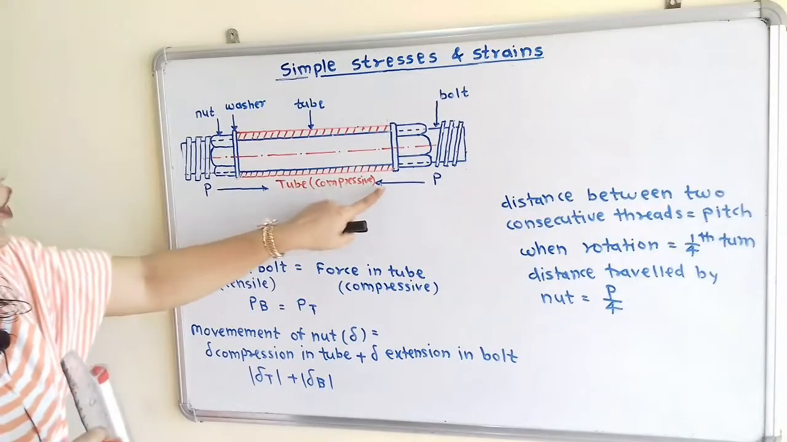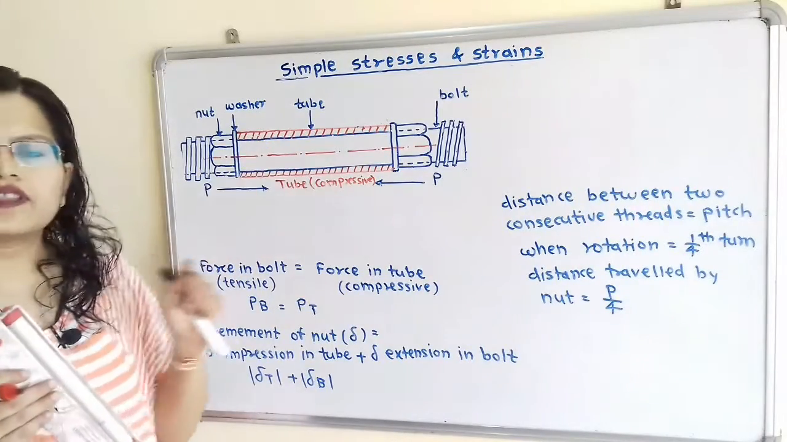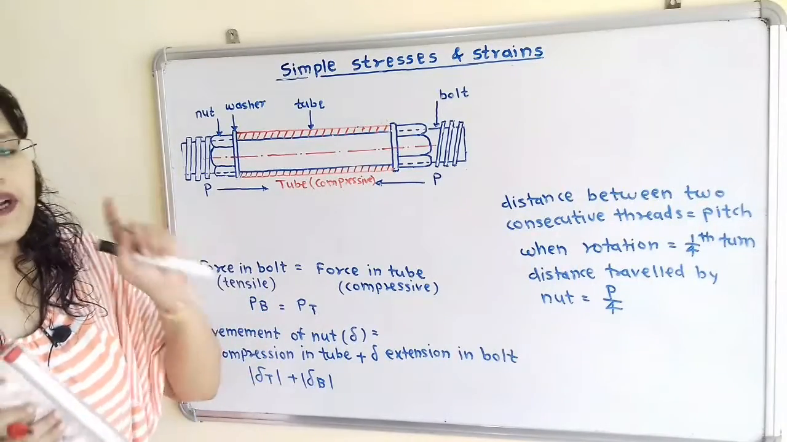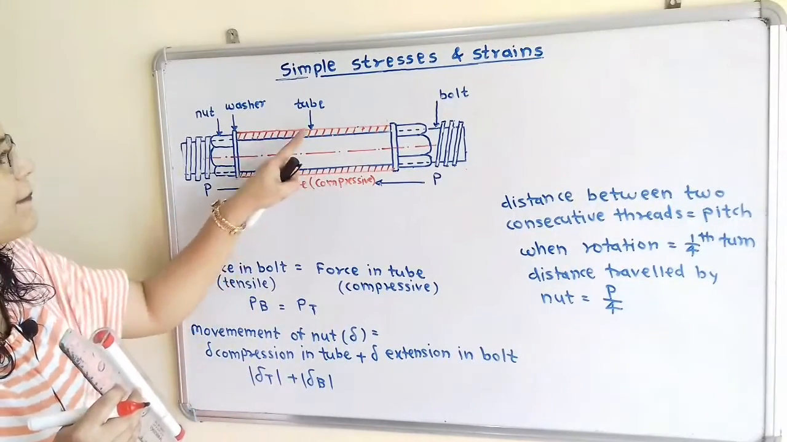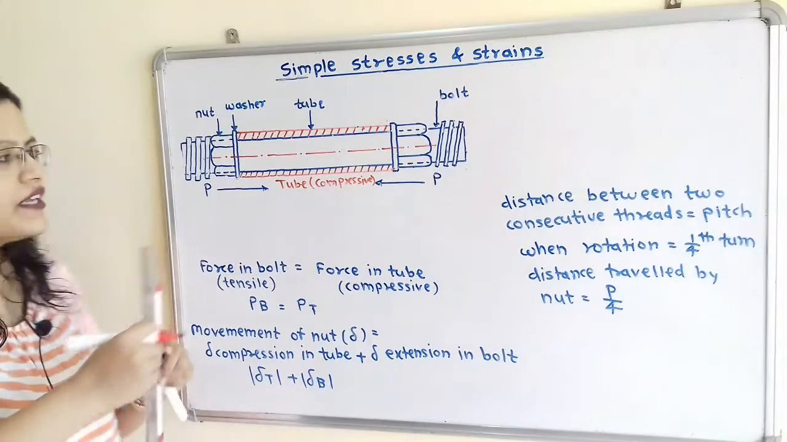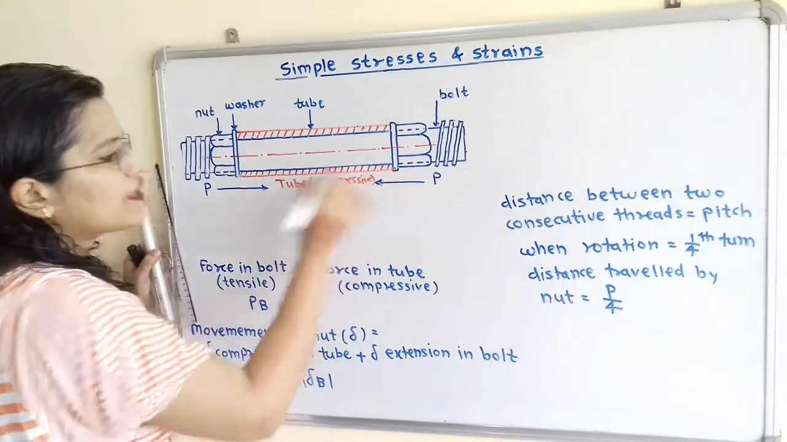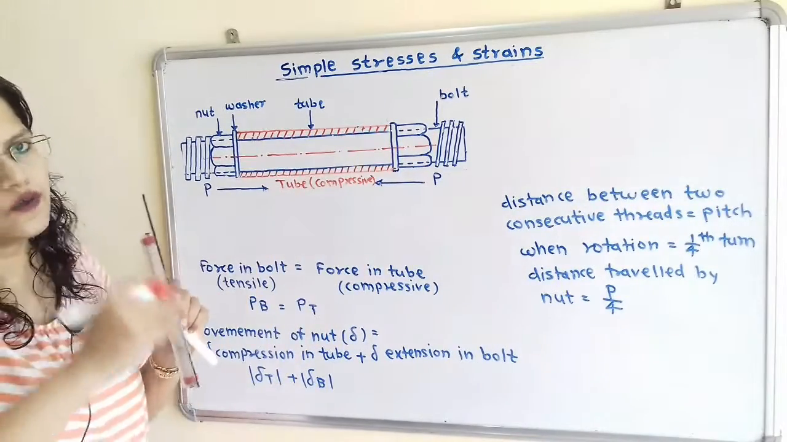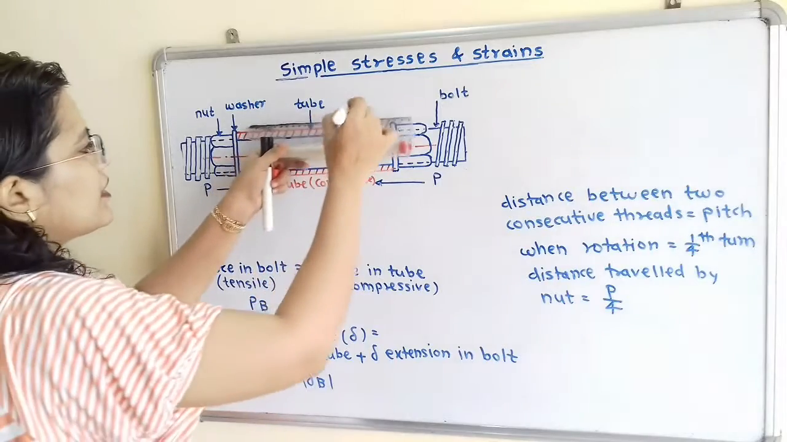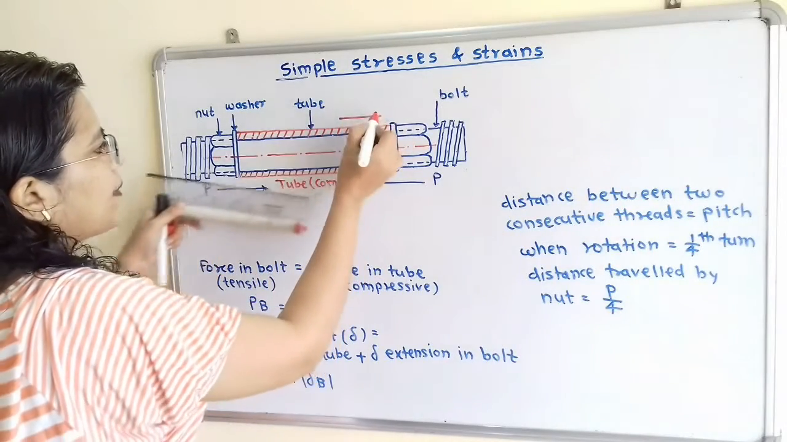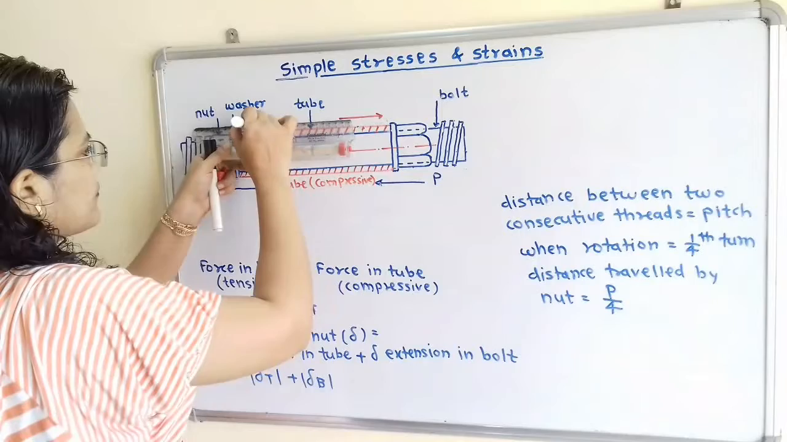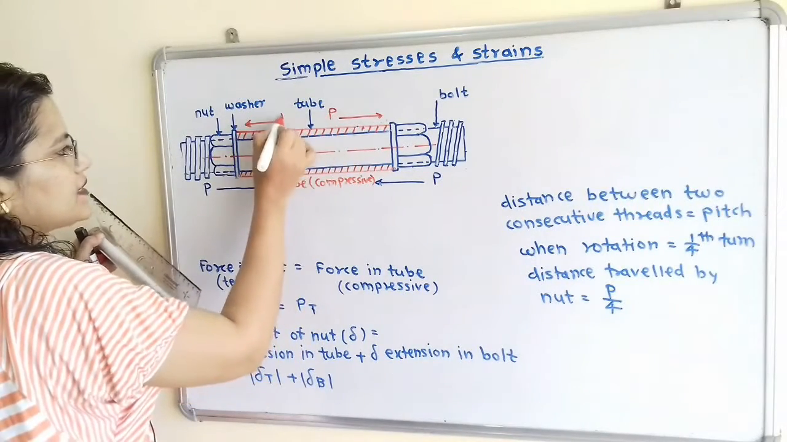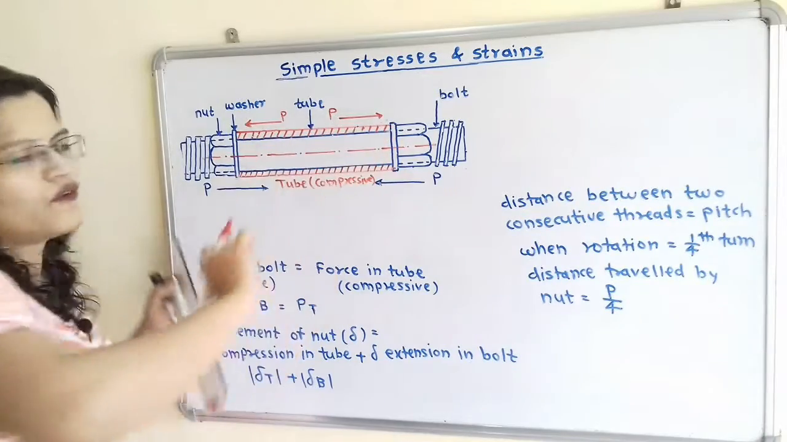Now when the compressive force is acting on the tube, then the force with equal magnitude but opposite direction is applied by this tube. Now this tube is in contact with washer. So this force is transferred to the washer. So I will show here the direction of force that is applied by the tube. So force with same magnitude, that is force P, is getting applied by the tube on the washer.